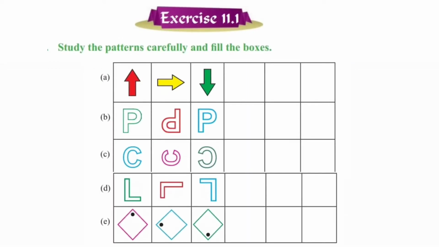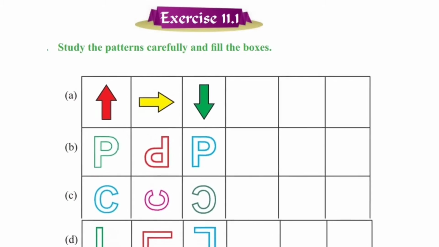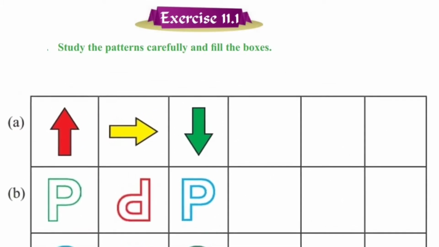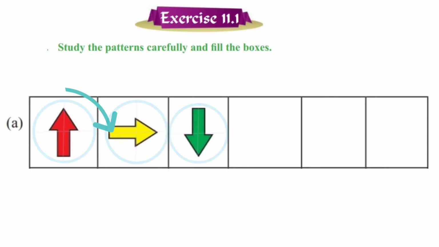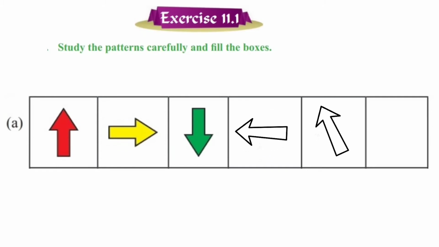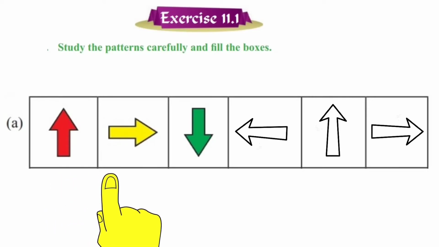In this question, we need to study the given pattern and then fill the boxes. In part A, let us first identify the rule used. It is clear that the figures are rotated in clockwise direction by 1/4. So we will repeatedly rotate the figures by 1/4 and get the next figures. Now look at the pattern of colors. It is red, then yellow, then green. So we will fill the next figures in red, then yellow and then green color. And this way we complete the pattern.